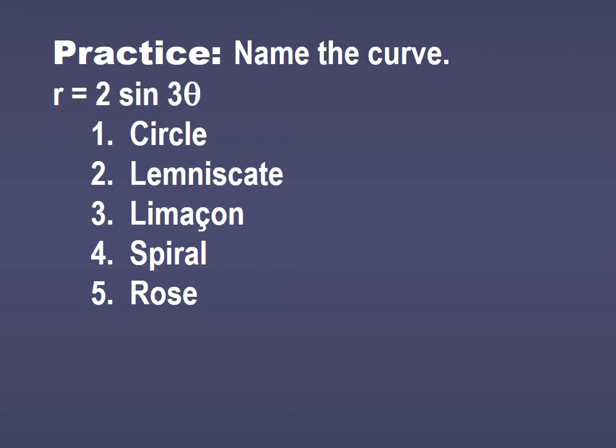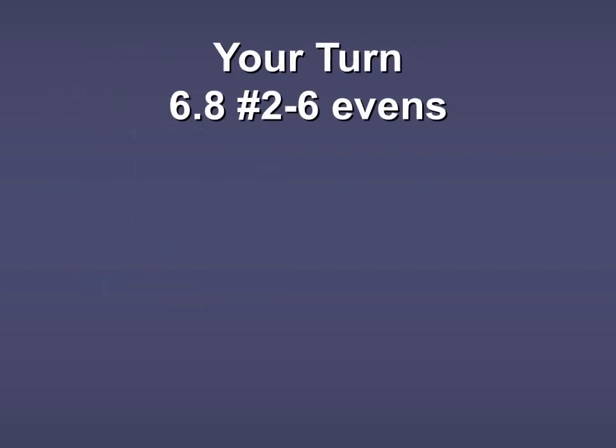r equals 2 sine 3 theta. It's a rose. So since it's odd, it means it's going to have 3 petals. Oh, did anyone catch my mistake on the previous rose where I said there was going to be 2 petals? Really, it would have been 4 petals, right? I don't know if anyone caught that mistake, but hopefully you go back and change your notes on that. All right, your turn. You're going to do 6.8, 2 through 6 evens.